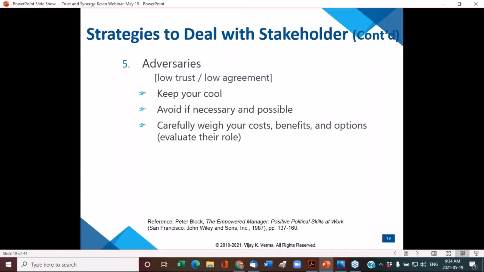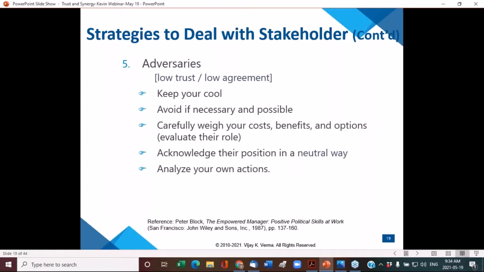That's why it is important to keep calm and keep your cool. Carefully weigh your costs, benefits, and options. Acknowledge their position in a neutral way. That's very important. I can come back to this neutral way if you have any questions.